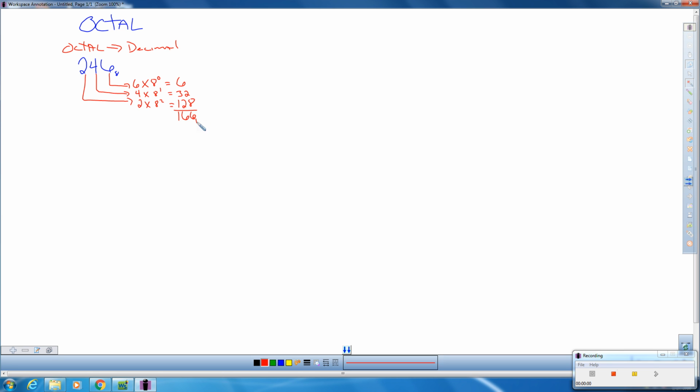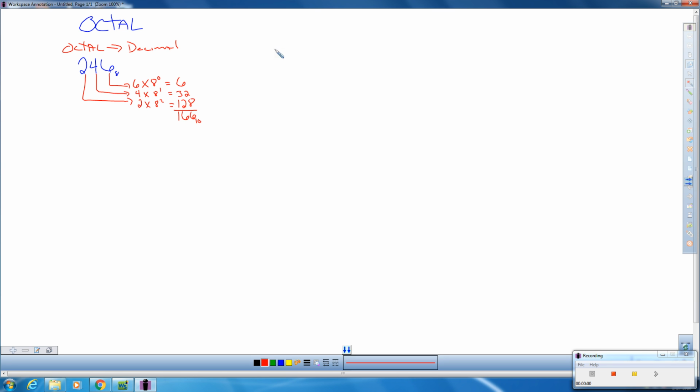Alright, so this is our decimal. We denote that with the subscript 10. So we've gone from 246 octal to 166 decimal. Just so we review, let's take this decimal and put it into binary.